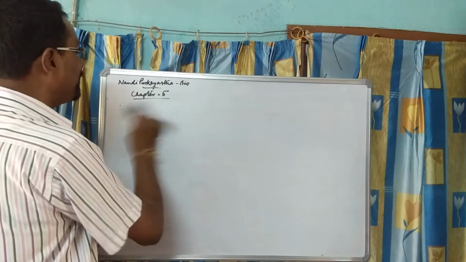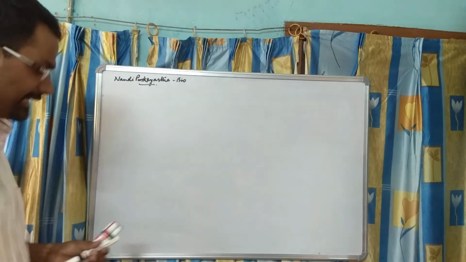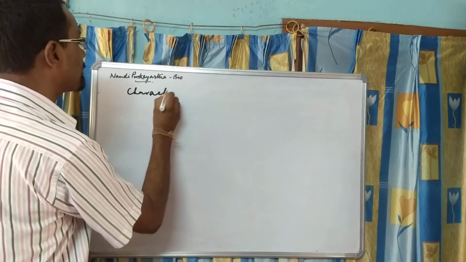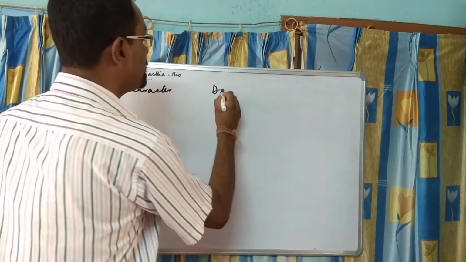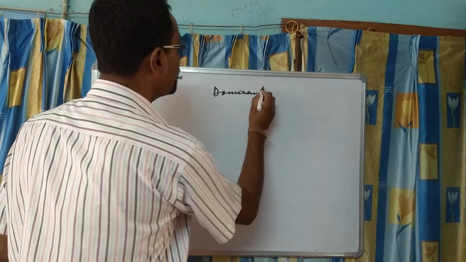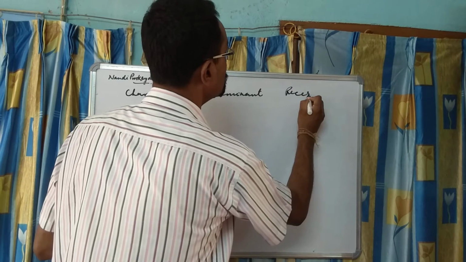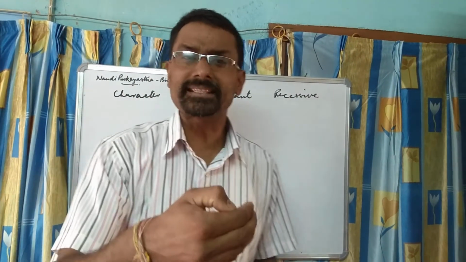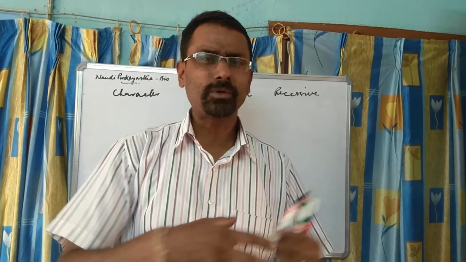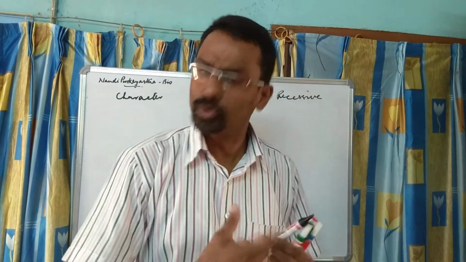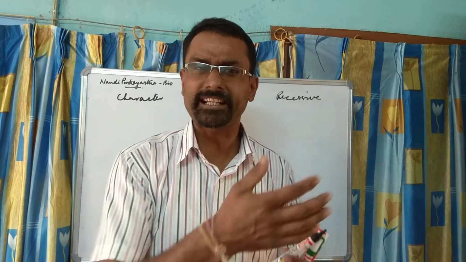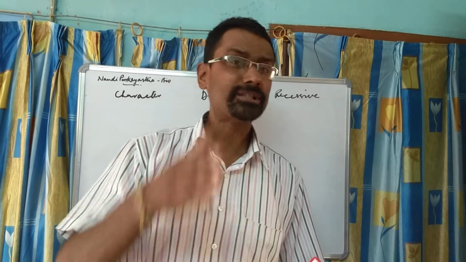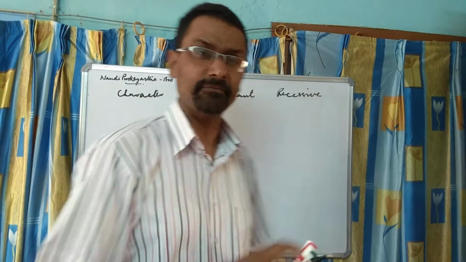So I will be writing down the characters here. Character, C-H-A-R-A-C-T-E-R. Then dominant, D-O-M-I-N-A-N-T, and recessive. Recessive means which is suppressed. Dominance means which is expressed. It is not that the one who has a better look is the dominant. Transmission of character says that the one who is expressed is the dominant, and the one who is not expressed is the recessive.